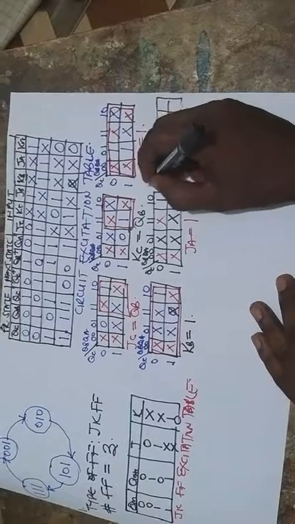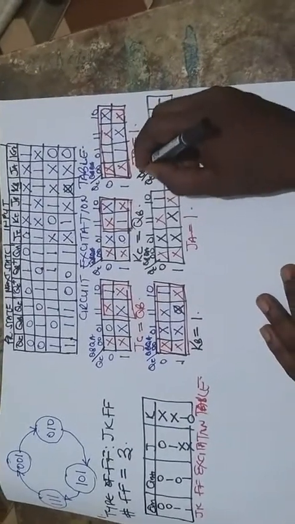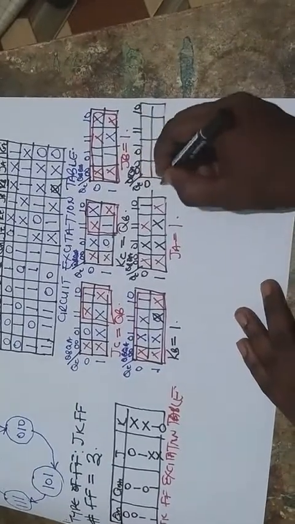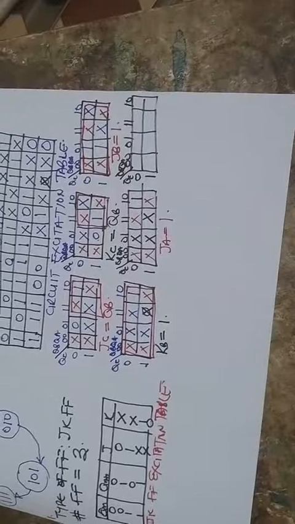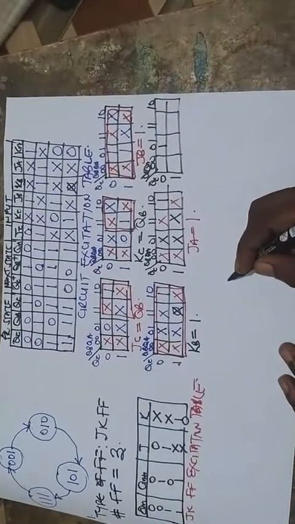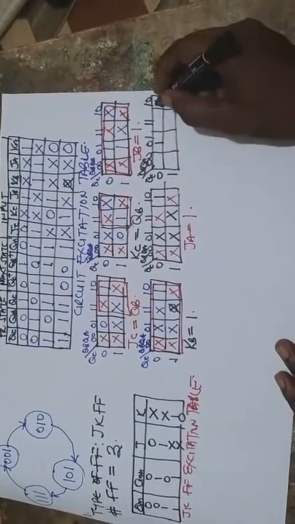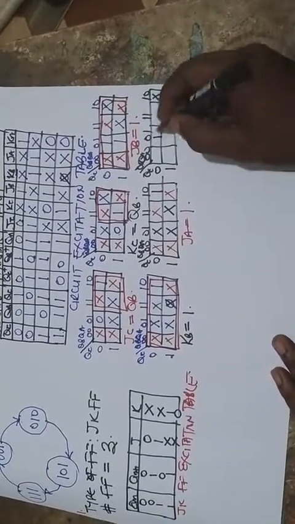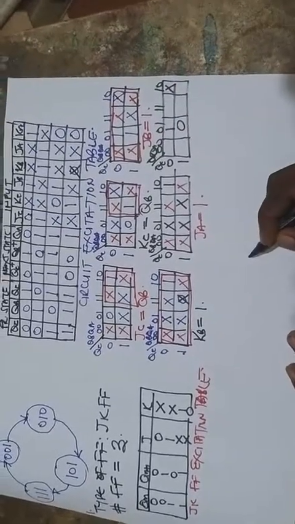Then finally, let's do for KA. So we have QC, QB, QA. So 0, 0, 0, 1, 1, 1, 1, 0, 0, and then 1. Okay, so 0, 0, 1 is 1. 0, 1, 0 is don't care. 1, 0, 1 is 0. 1, 1, 1 is also 0.